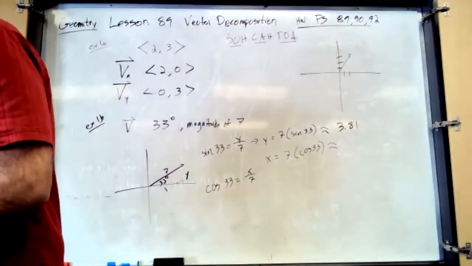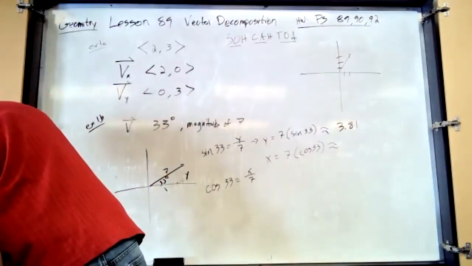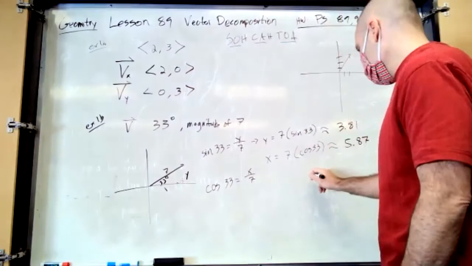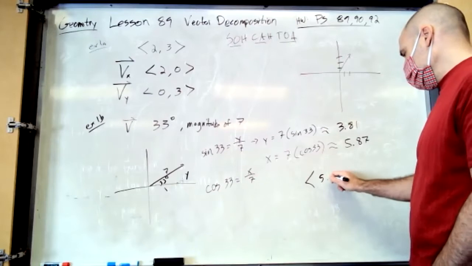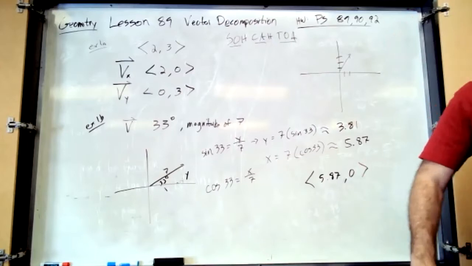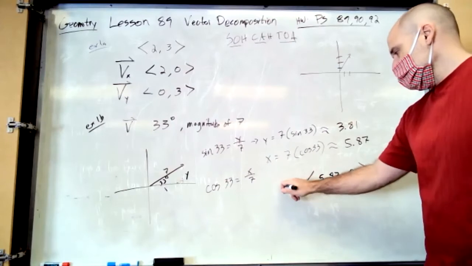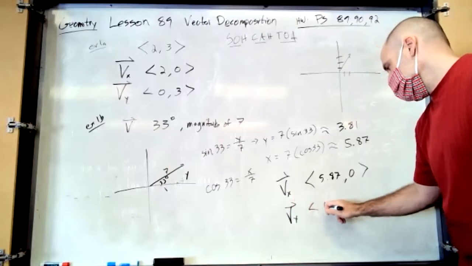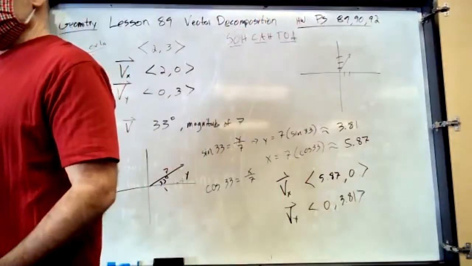Okay. So that's 3.81. When you do the same thing with cosine, you get 5.87-ish. So the vector decomposed is 5.87 comma 0, right? So you go right 5.87. So this is the x vector, and the y vector is 0 comma 3.81-ish. Okay. Let's go.